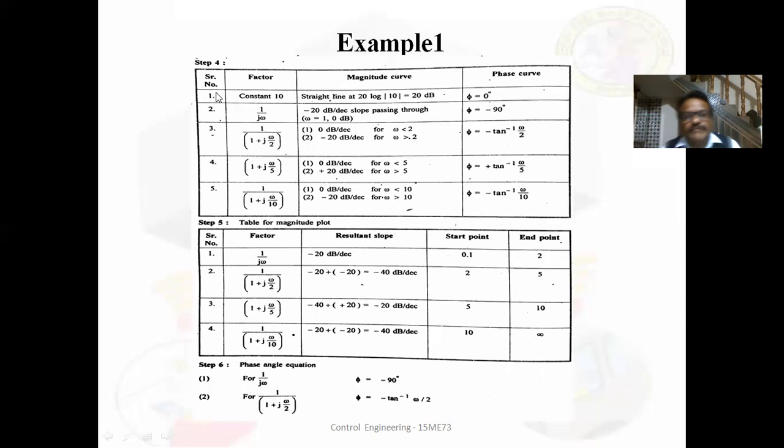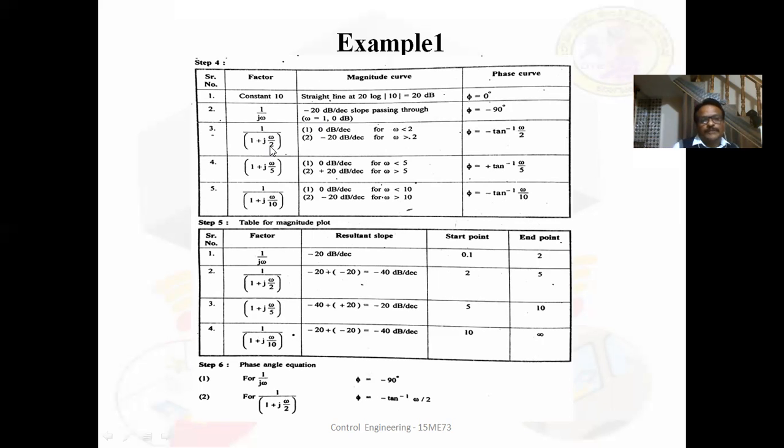Step 4, we have to prepare the magnitude curve and phase curve. The constant 10 has to be converted into decibel: 20 log base 10 modulus of 10, so that value is 20 dB. Then the phase angle is 0. Then the pole at origin: magnitude curve is minus 20 dB per decade, slope passing through omega equal to 1, 0 dB. Then phase angle is minus 90 degrees.